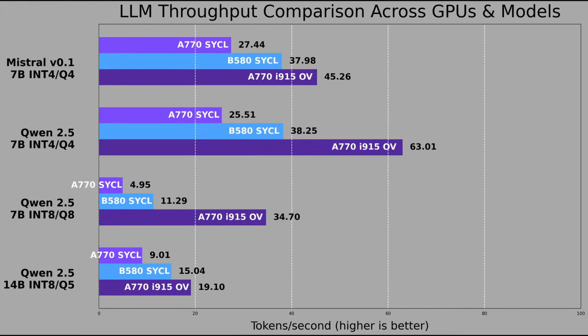Compared to its own Sycl results, the A770 suddenly looks like the tensor cruncher it was supposed to be. Using OpenVINO, it's nearly 2.5 times faster on Qwen 2.5 7 billion int4, and a little over 7 times faster on the more demanding int8 version.